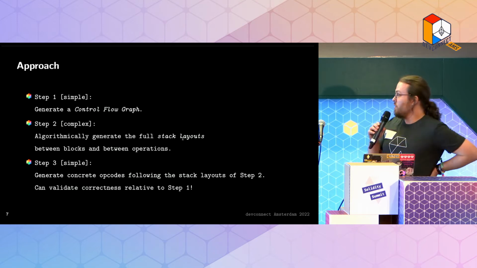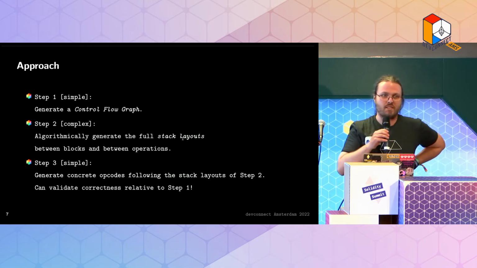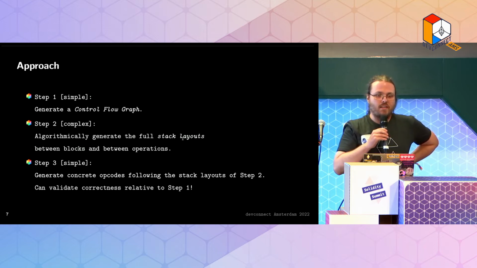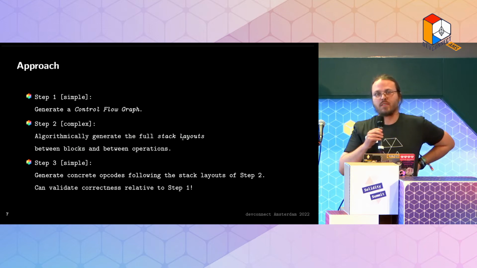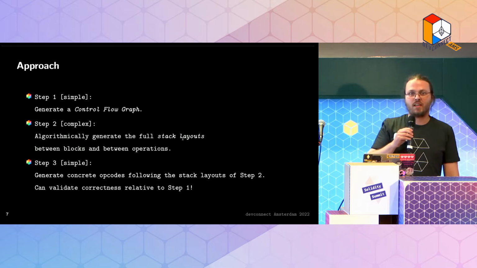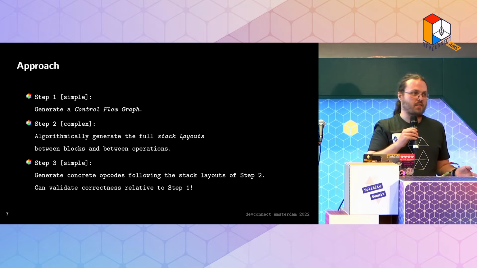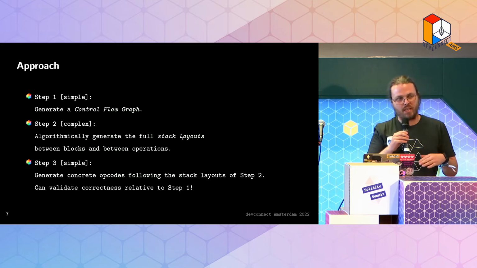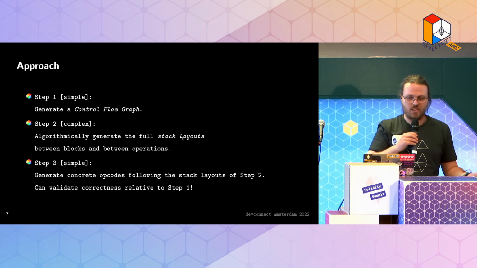So yeah, the basic approach is to split this process into 3 steps. The first one is we generate a control flow graph from the Yul AST. That's a very simple transformation. That's basically the same as the naive code generation would do, just we don't generate EVM bytecode, but we store the stuff in a data structure.